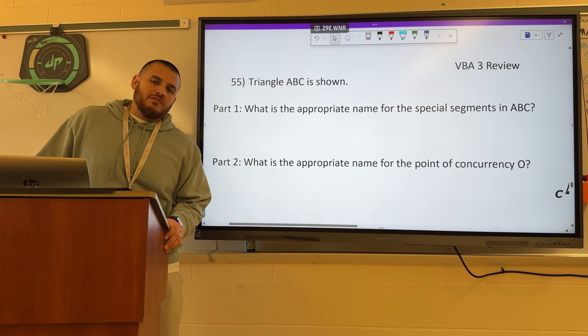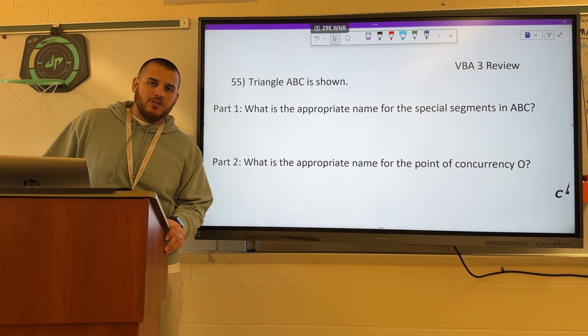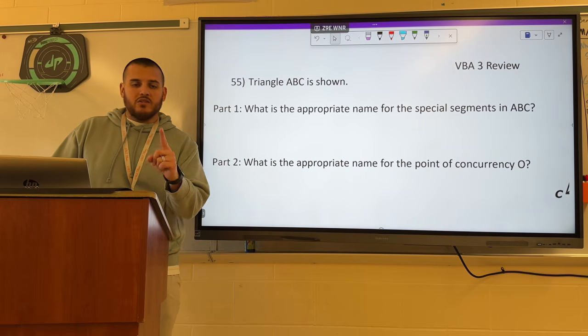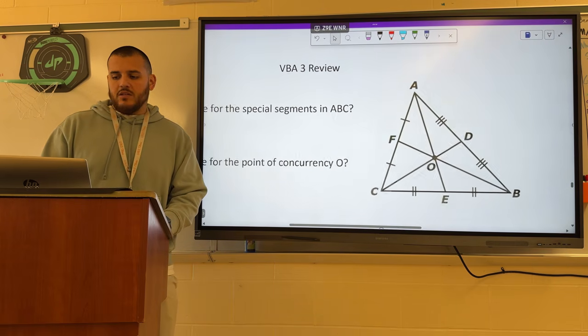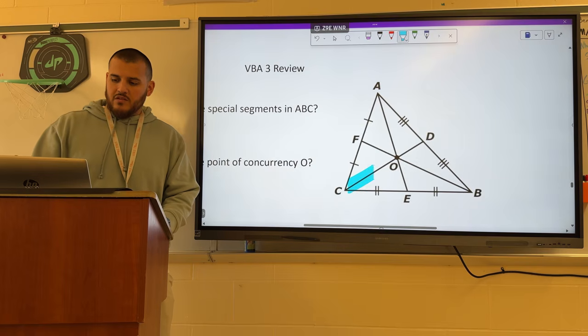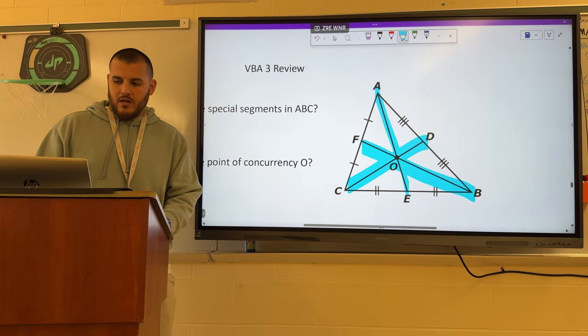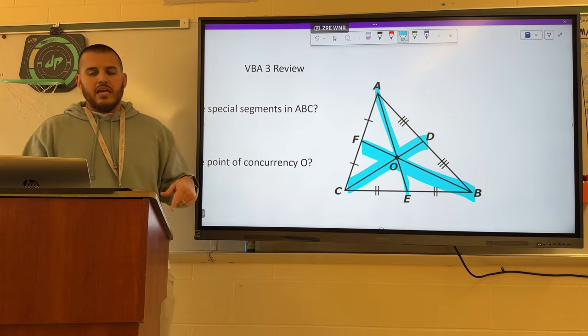In example 55, we have a first example going over special segments of triangles and their points of concurrency. Guys, this stuff, especially the points of concurrency, is just strict memorization. Can you memorize the special segments and the names of the points where they intersect each other? As we look at the triangle, these are the three special segments that we're talking about here: CD, BF, and AE.